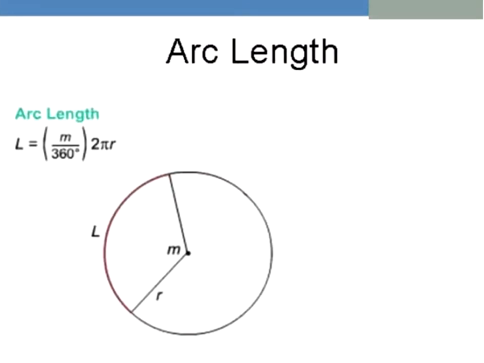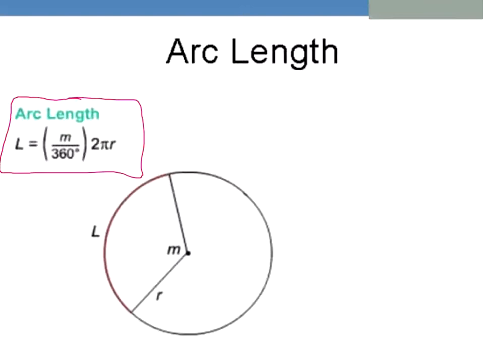Here is our arc length formula. So we're going to learn how to use this crazy formula today. And it's right here. I'm giving it to you. It says L, which stands for length, equals the measure of the angle divided by 360 times 2 pi r. So what's the difference between measure and length? It looks scary. It's not scary. I promise.